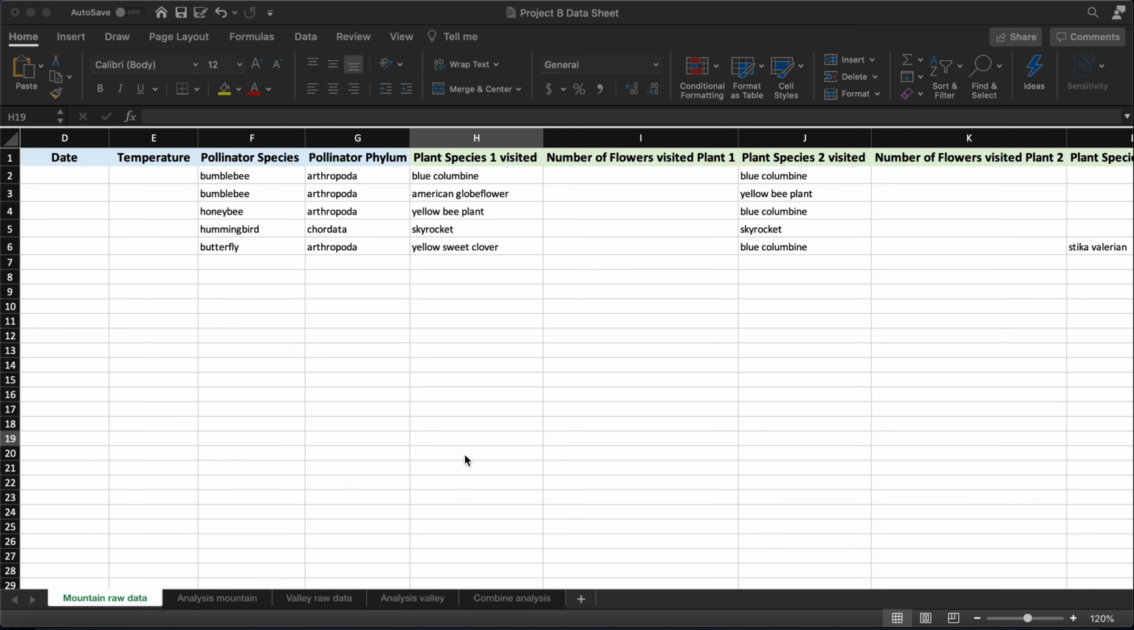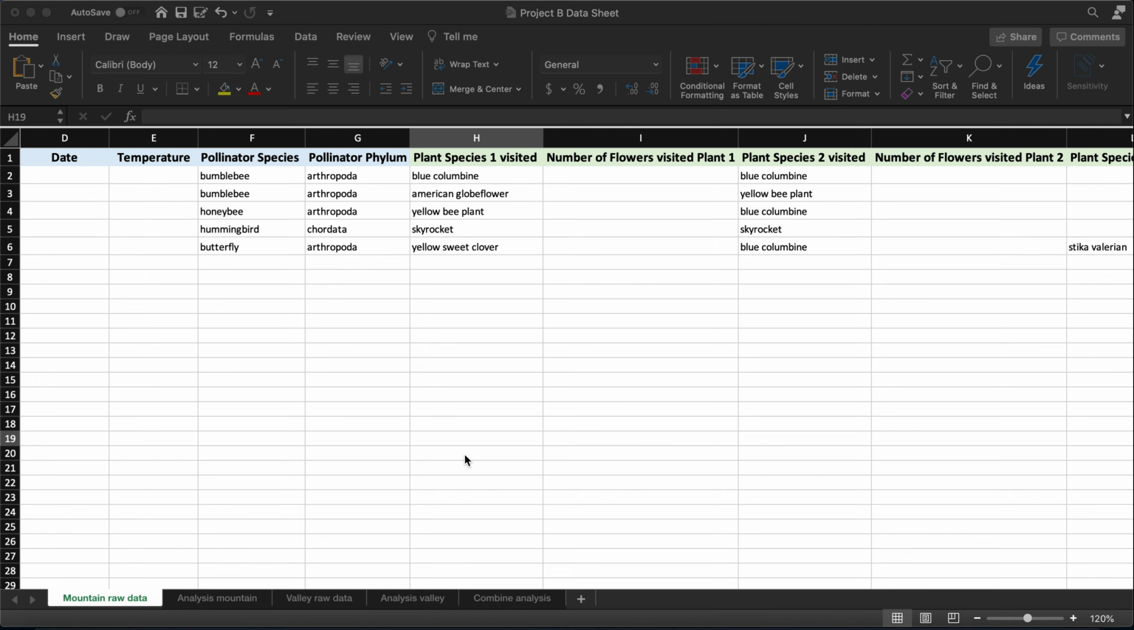Hello. So right now we're gonna be talking about how to analyze some hypothetical data for Project B. If you're talking about Project B, we're talking about the pollinator project. Okay. So what I'm gonna be showing you here is hypothetical data. So obviously your data will be the real one. This is obviously just to show you a way to analyze your data.